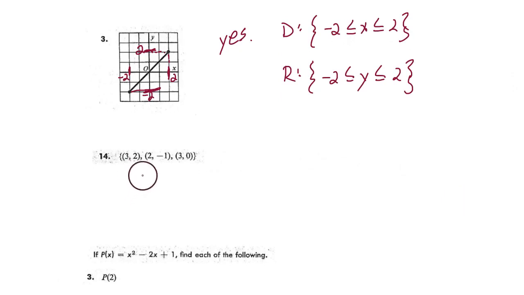Next one, is this a function? No, it's not, because when x is 3, there are 2 different y values. If you were to graph those dots would line up vertically. It's not a function when that happens.